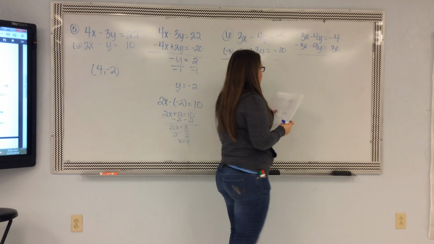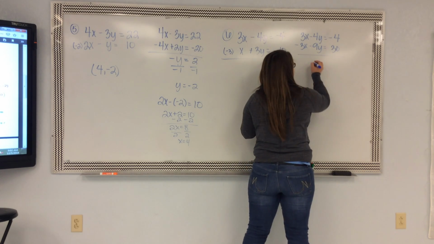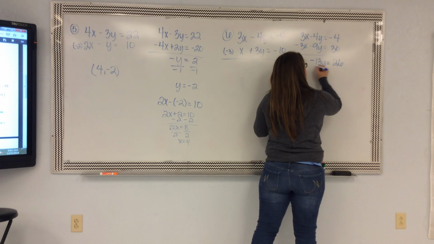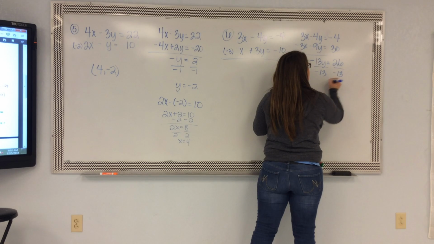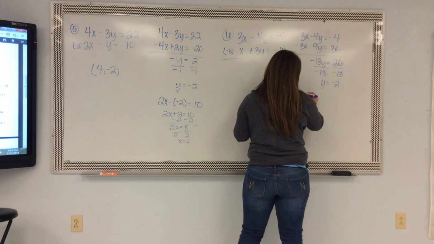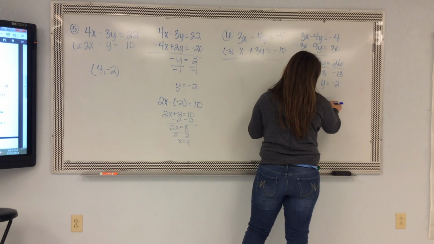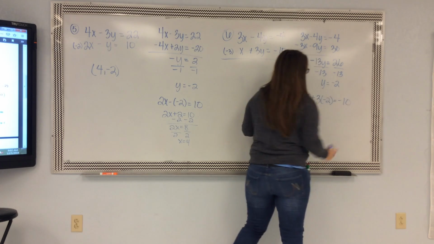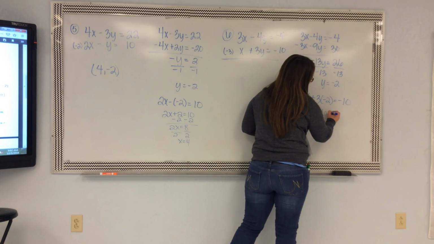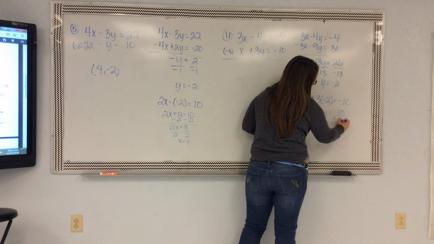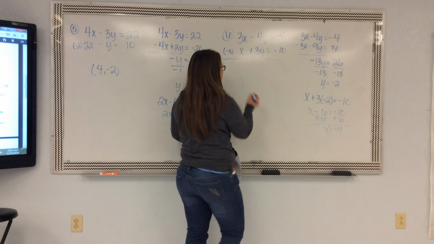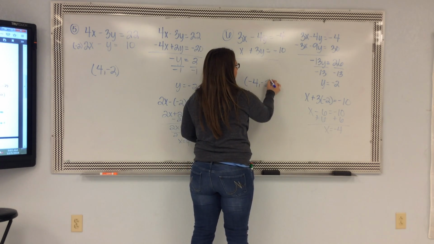Positive 3x, negative 3x cancel out. Negative 4y and negative 9y give me a negative 13y is equal to 30 minus 4, which is 26. Divide both sides by negative 13. And y is equal to negative 2. When I go back and plug that in, I'm going to plug it into the second equation just because it makes it a little bit easier. So you can plug it in anywhere you'd like. I'm going to say x plus 3 times negative 2 is negative 10, which makes x minus 6 equal negative 10. Add a 6 to both sides. X is equal to negative 4. When I go ahead and combine those together, my ordered pair is negative 4, negative 2.